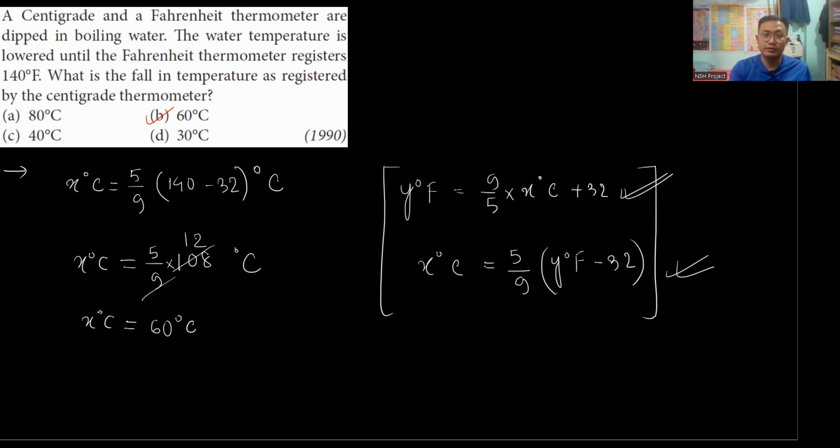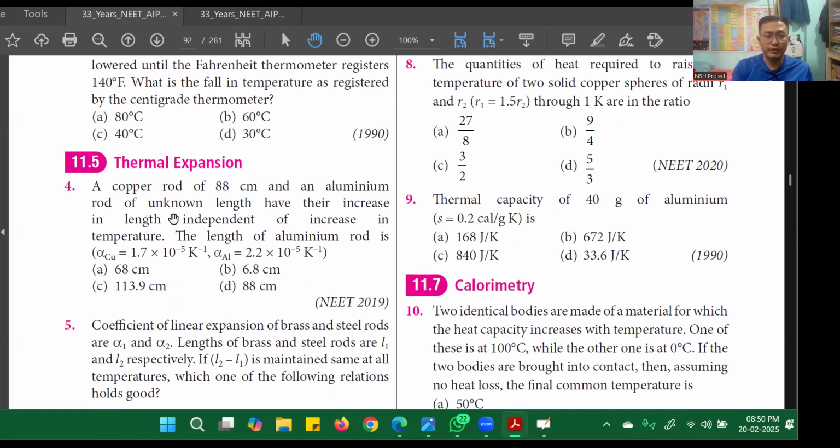Great, now let's move on. Thermal expansion: a copper rod of 88 centimeter and an aluminum rod of unknown length have their increase in length independent of increase in temperature. The length of the aluminum rod is to be found.